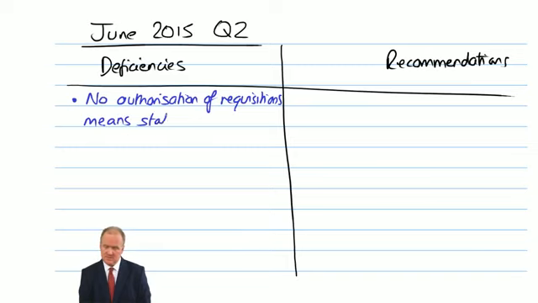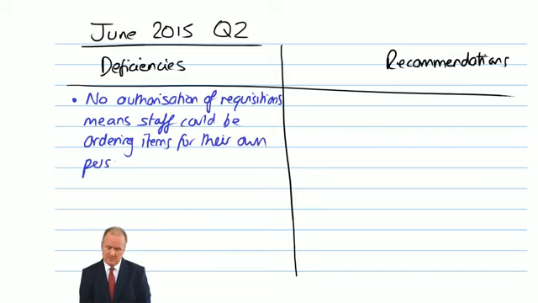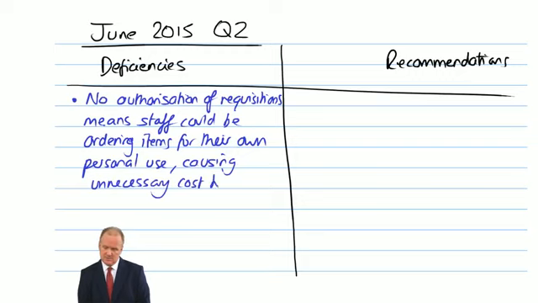Means staff could be ordering items for their own personal use, causing unnecessary cost to company and therefore reduced profits.